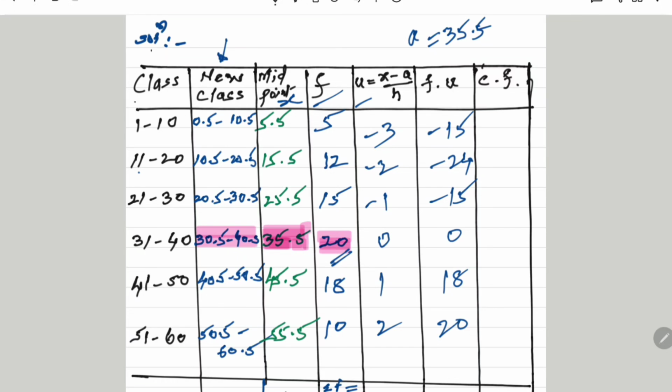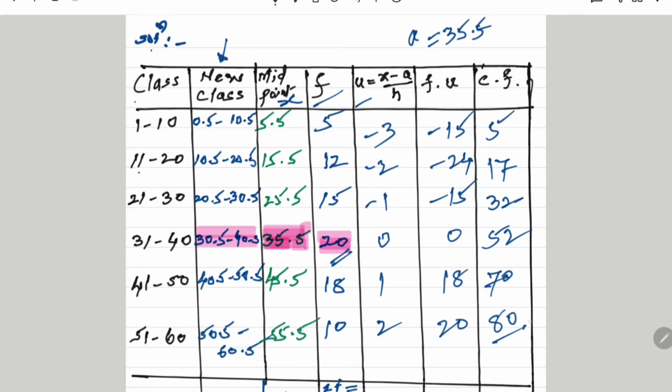And then the column for CF. First frequency we write down as it is, 5. 5 plus 12 we get 17, plus 15 we get 32, plus 20 we get 52, plus 18 we get 70, and 70 plus 10 we get 80.